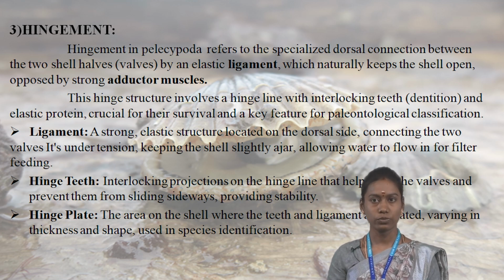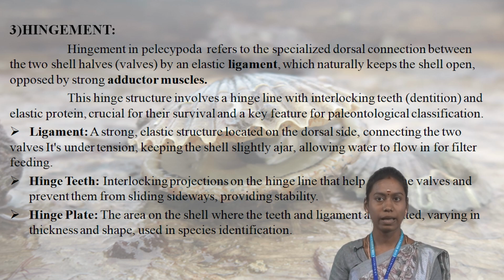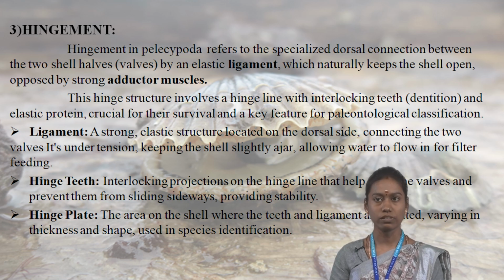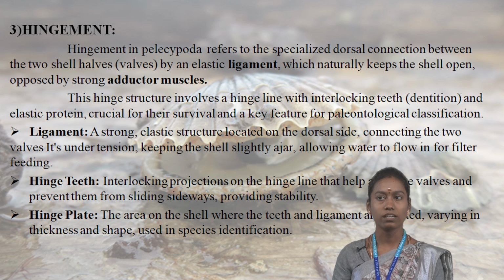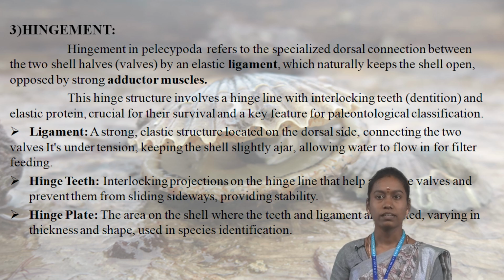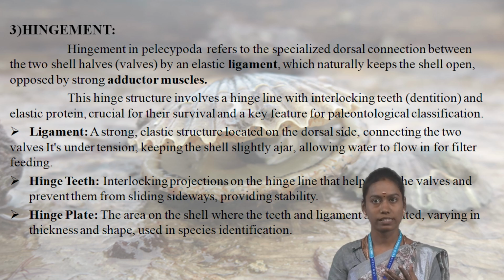Then in this hingement, we will see about the ligament. Ligament is the fluid. It is a strong elastic structure located on the dorsal side connecting the two walls. It's under tension, keeping the shell slightly ajar, allowing the water to flow in for filter feeding. Ligament only helps the shell to open and close, and is present in the hingement or hinge line.